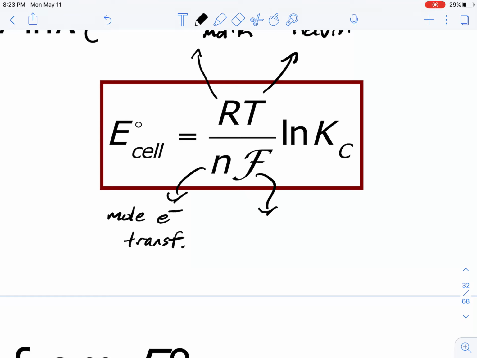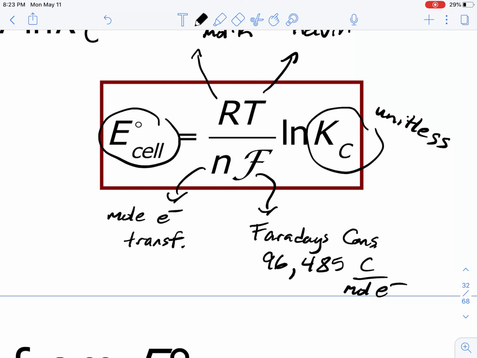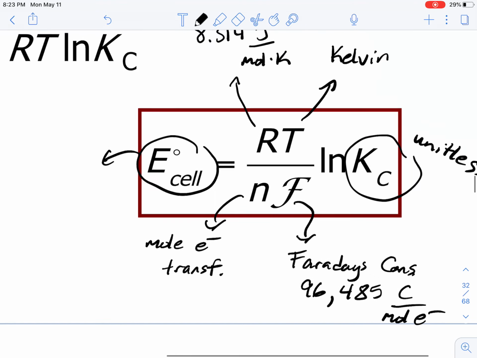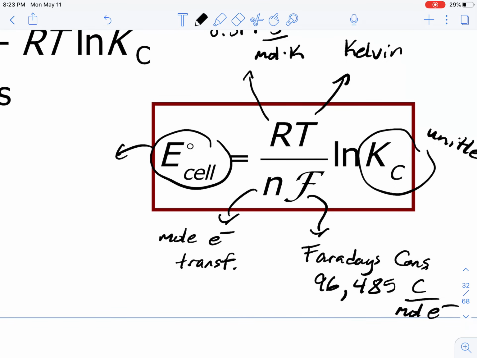And F is going to be Faraday's constant. Faraday's constant is 96,485. It's going to be coulombs per mole of electron transferred. And we know that Kc is unitless, or any K value, any equilibrium constant value is unitless. And the standard cell potential is going to be expressed in volts or joules per coulomb.